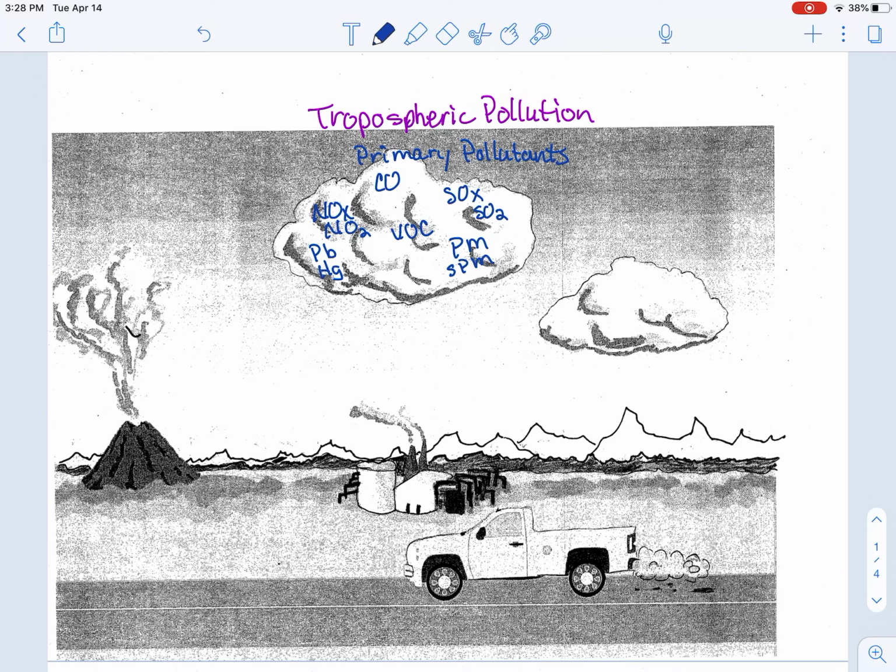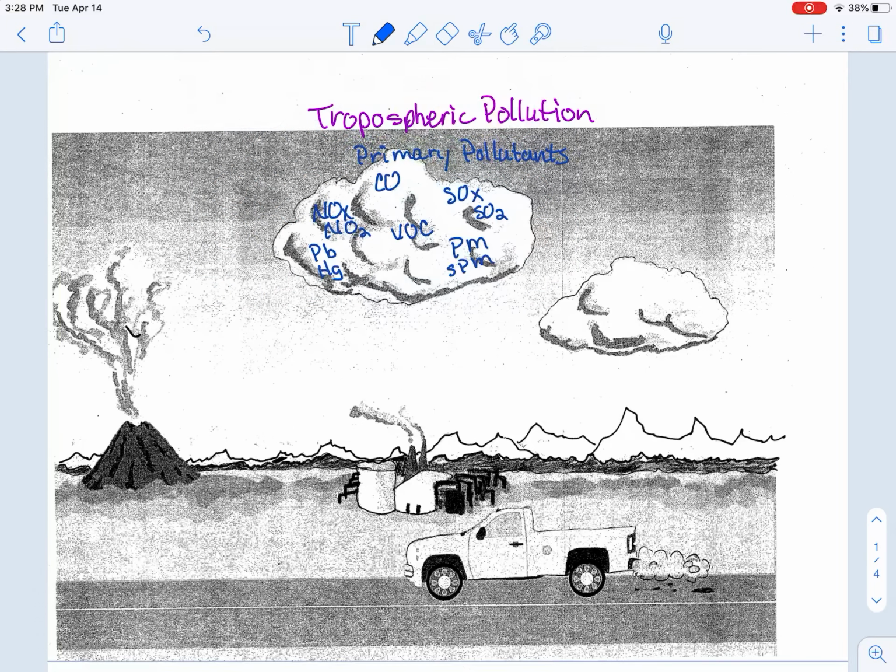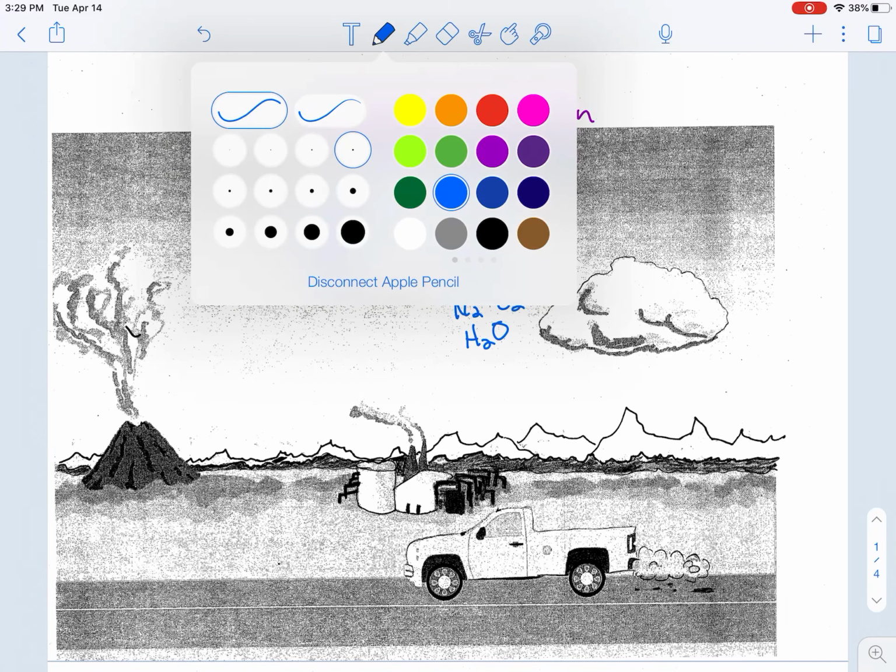All right, so when we have our primary pollutants, we also have up in the atmosphere some naturally found gases. So we have our nitrogen gas. Remember, that makes up 78% of our atmosphere. We have oxygen and also water vapor. All of those things are present naturally in the atmosphere.